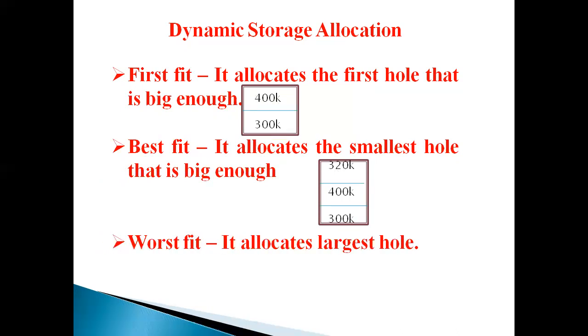The last one is worst fit. It allocates the largest hole. My file consists of 290K, but it allocates the largest hole. So in this block, what is the largest hole? That is 400K. So my 290K file will be allocated in the 400K hole, and there is a wastage of 110K. Among these three techniques, the best one is best fit. These techniques also suffer from external fragmentation, which means wastage of memory.